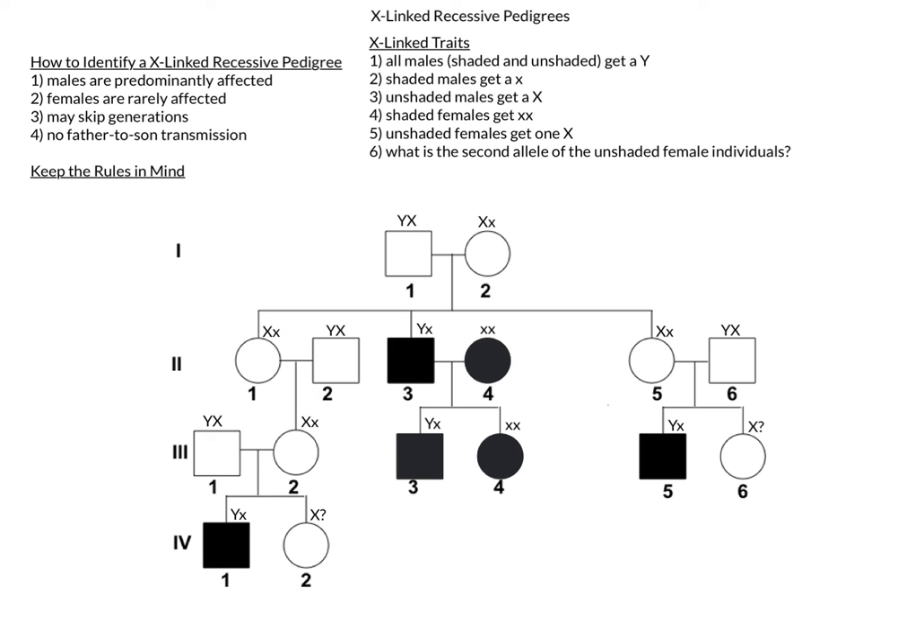Keeping these simple rules in mind should make you able to complete X-linked pedigrees without too much trouble, specifically the recessive ones. Always start by confirming the pedigree is in fact X-linked recessive. Then add your knowns to complete as much of the pedigree as possible. And then just ask, what is the second allele of all the unshaded female individuals? This concludes a video covering how to complete X-linked recessive pedigrees.